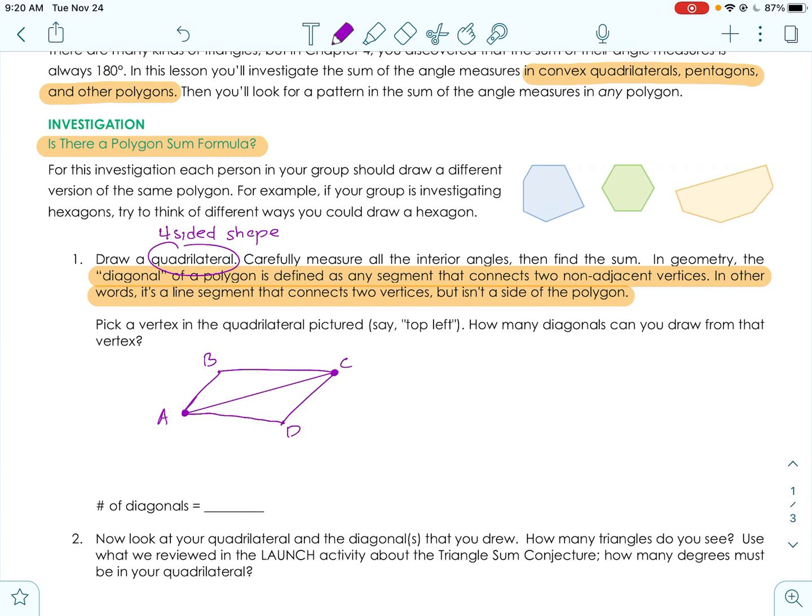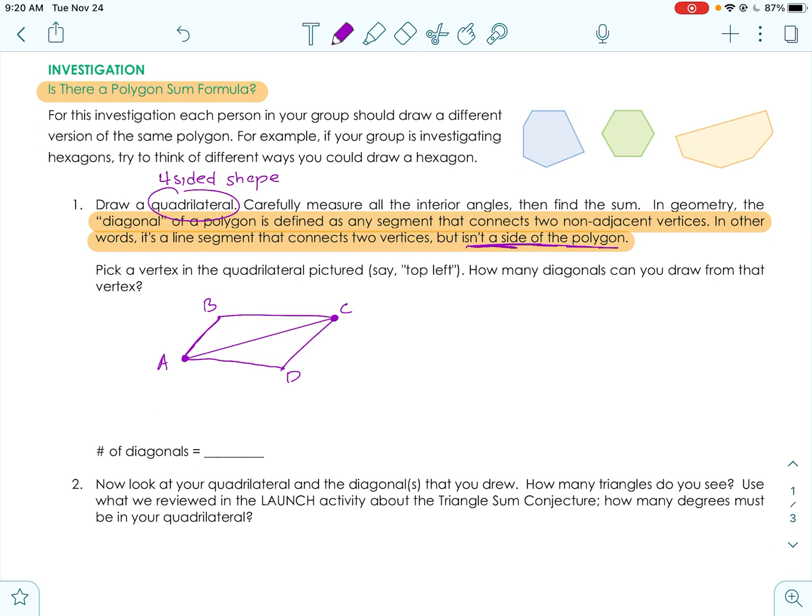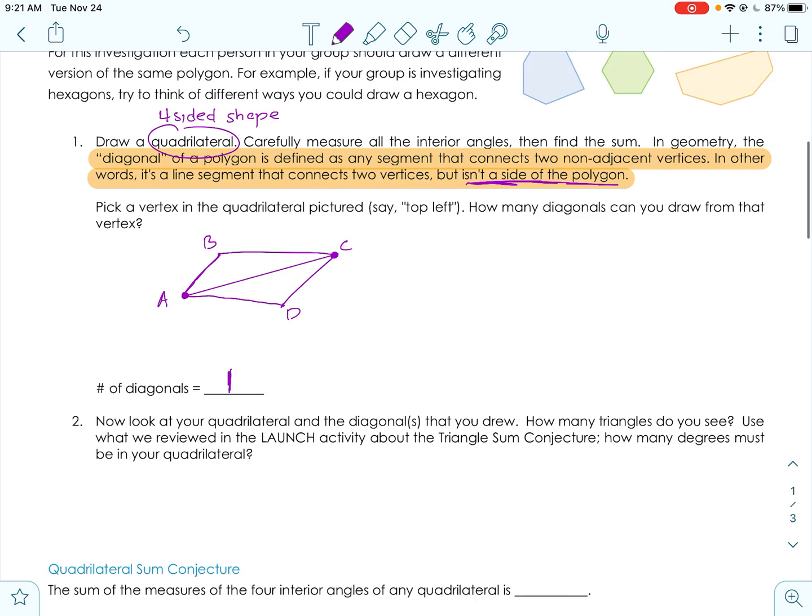Okay? I can't draw a diagonal from A to B because, remember, a diagonal is not a side of a polygon. And I can't draw from A to D. So first ask yourself, how many diagonals could you draw here? The only number of diagonals that I can draw with a quadrilateral is one diagonal.